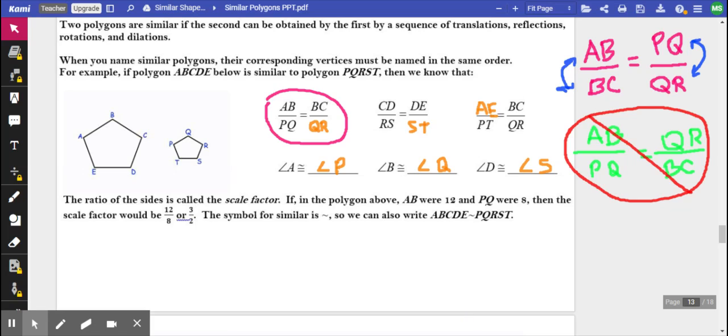Now, we've talked about scale factor before, but the ratio of the sides is called the scale factor. So in the polygon above, if AB were 12 and PQ were 8, so from AB to PQ, then the scale factor would be 12 to 8 or 3/2. And then we can see that the symbol we've discussed before in class is this symbol, which is called a tilde. And it's showing that these two shapes are similar to each other.